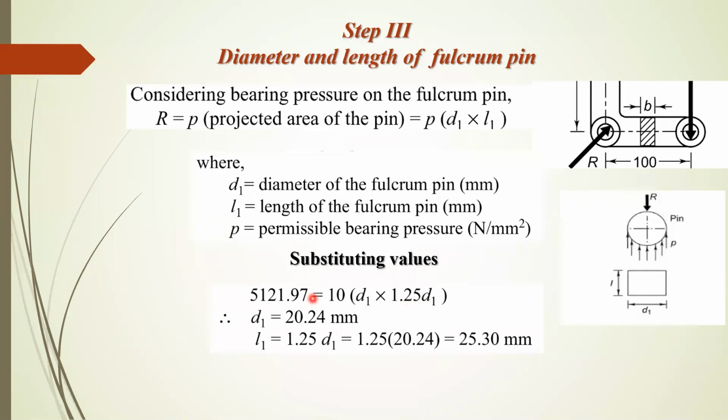Putting all these values in this equation, only D1 is unknown. By calculation we get the D1 value as 20.24 mm. That is the diameter of the pin. So how to calculate L1? L1 is 1.25 times D1, as mentioned in the problem. So 1.25 multiplied by D1, we get the length of the pin as 25.33 mm. That is all about the diameter and length of the fulcrum pin. We must understand that the pin is designed based on bearing consideration only, the bearing pressure.